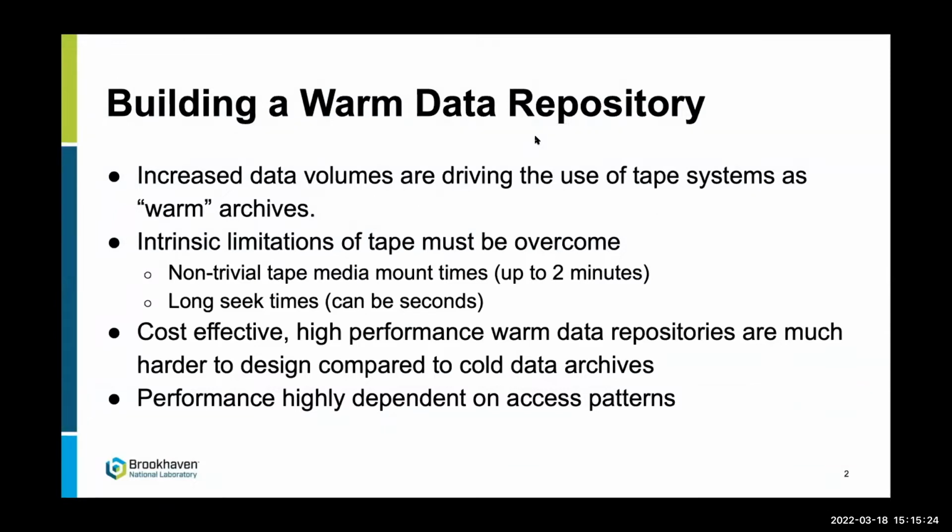What are the questions that you need to deal with? The driving motivation around this is the increased data volumes are driving the use of tape systems more actively as warm archives, right?